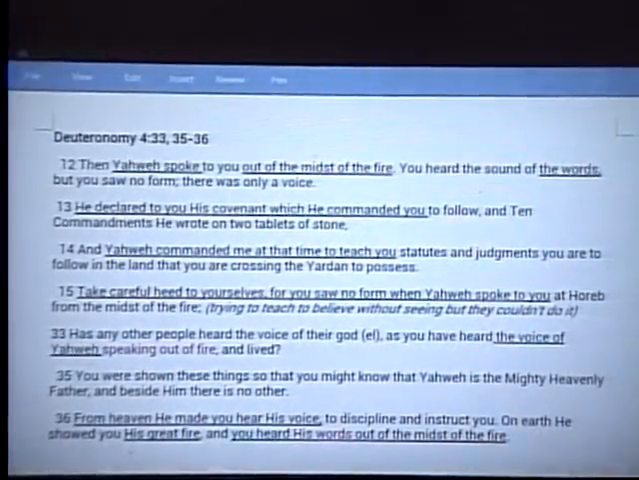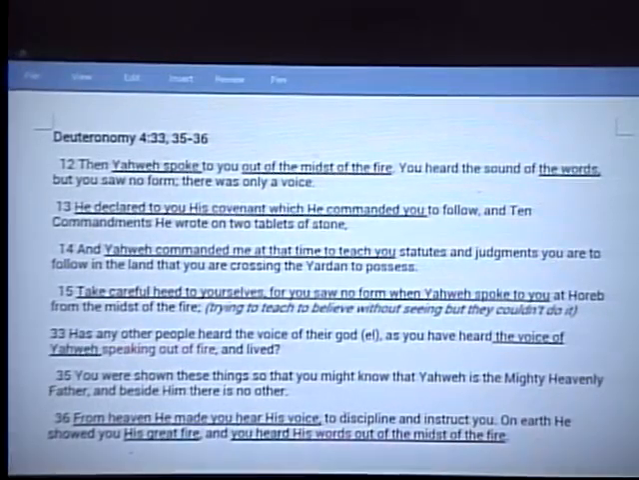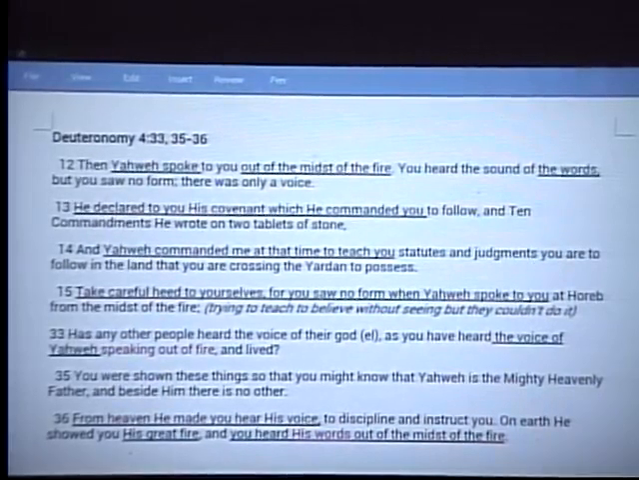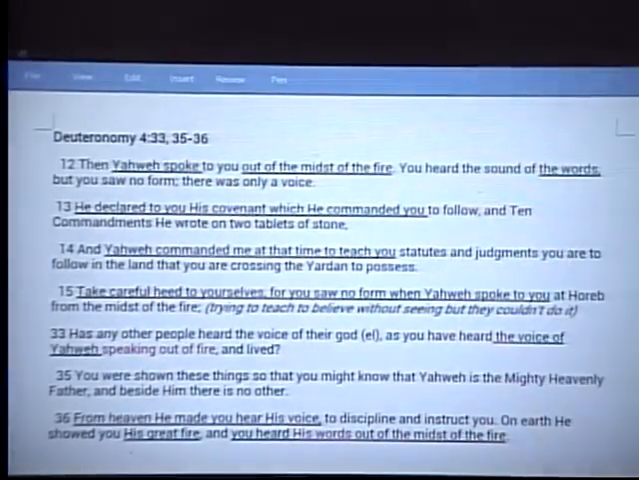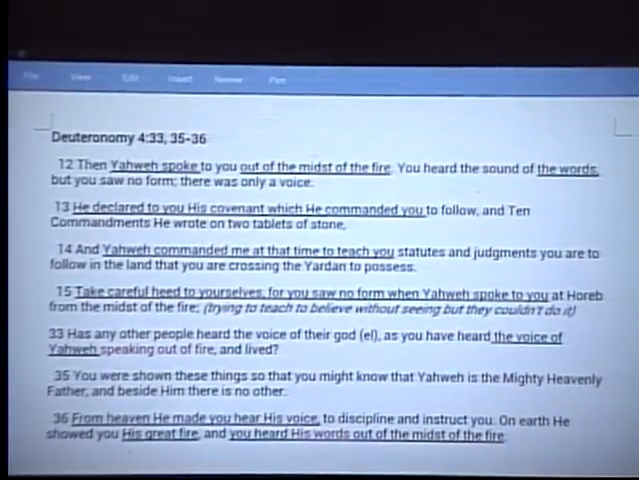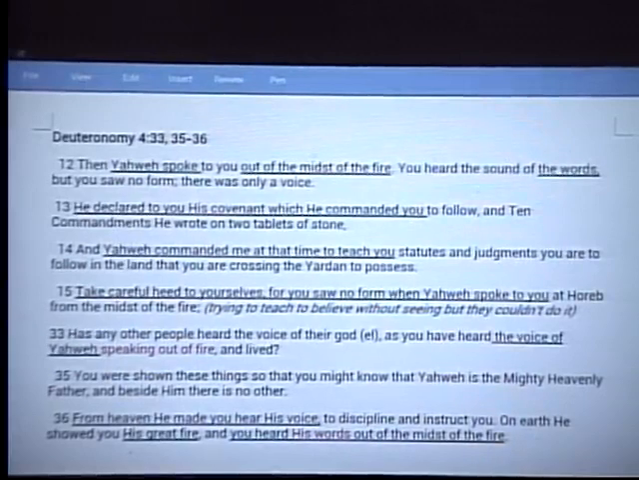You heard the sound of the words of Yahweh, but you saw no form, and there was only a voice. Verse 13, and he declared to you his covenant, which he commanded you. Notice, that's what he heard, the words and the covenant, the commandments, to follow. Ten commandments he wrote on two tablets of stone. And Yahweh commanded me at that time.